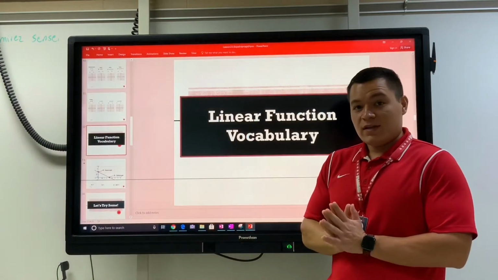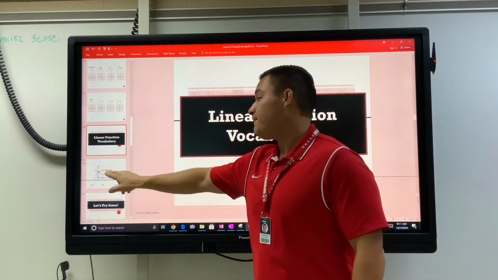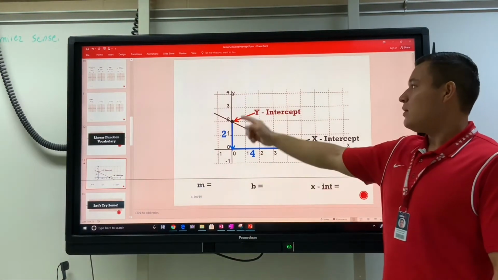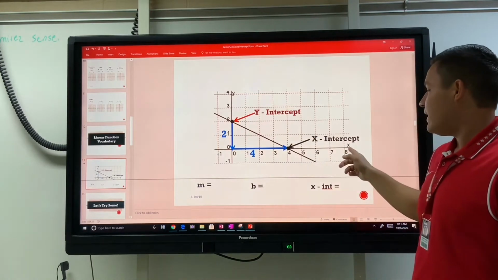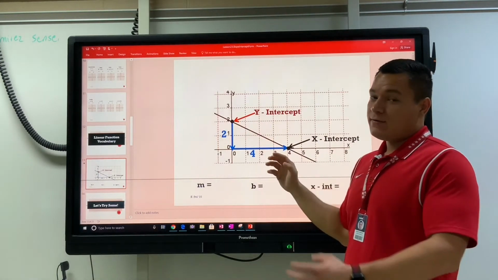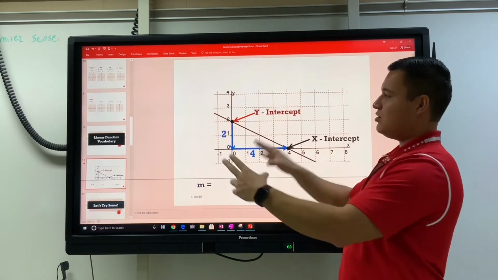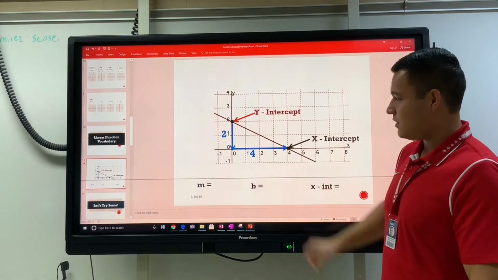So let's make that a concrete part of our notes by labeling some linear function vocabulary. Please draw this graph in your journal. It goes 4 up for the y, it goes to 8 for the x. I would say make this take like half of a page, make this nice and large. Half of a page of just this graph.